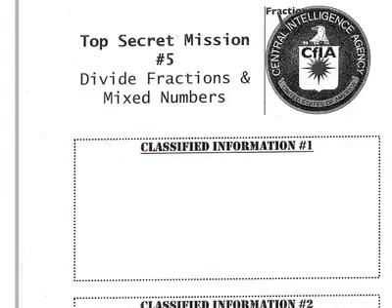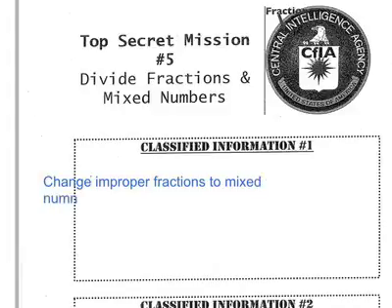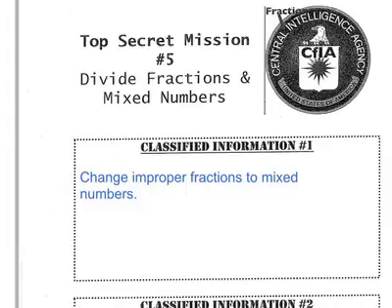Okay, classified information piece number 1. The first thing that we have to do is change our mixed numbers into improper fractions. So let's go ahead and type that. Hopefully this will work this time. Let me stretch that out just a little bit. Okay, I'm hoping this is not going to be messed up this time.